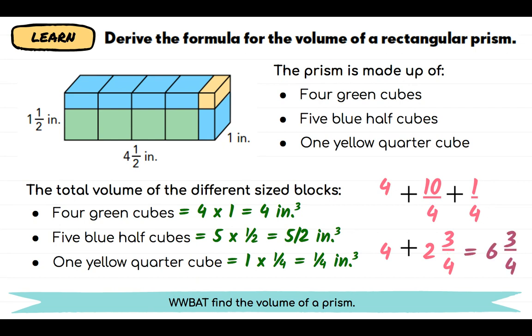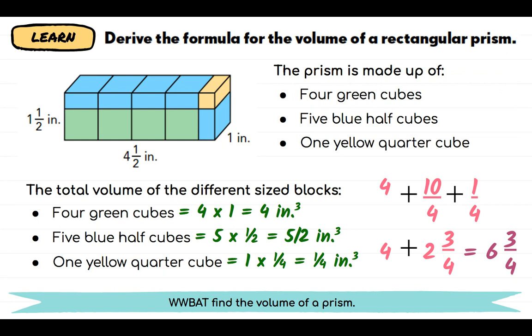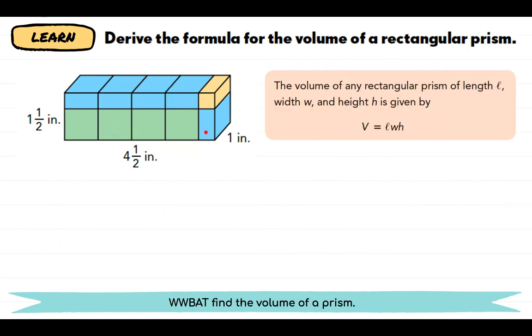Now, let's see if the formula that we have learned would work with this scenario. We learned that the volume of any rectangular prism of length, width, and height is given by V for volume equals length times width times height. So just now we learned that we can draw a cube and then add up how many cubic inches fit inside. Now we're going to use the formula.